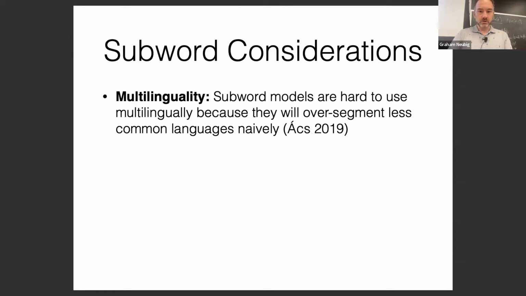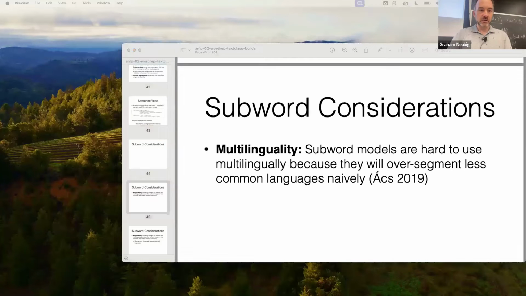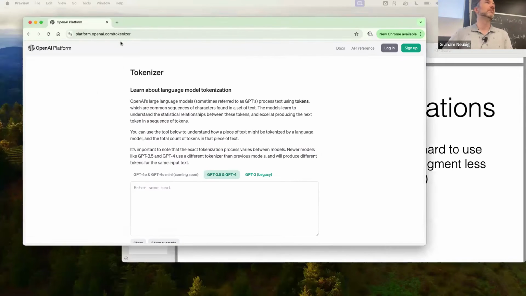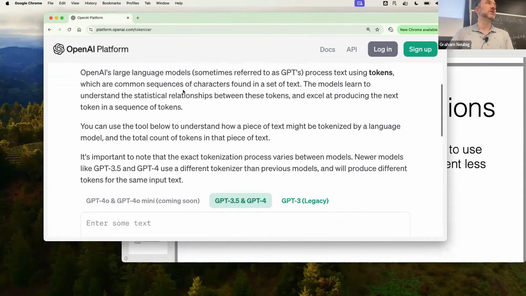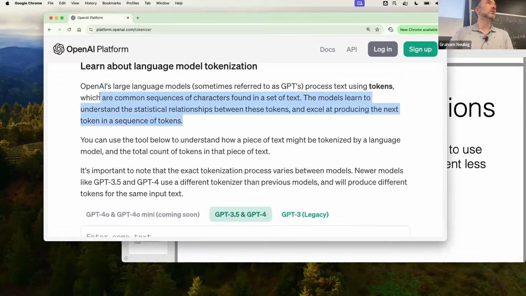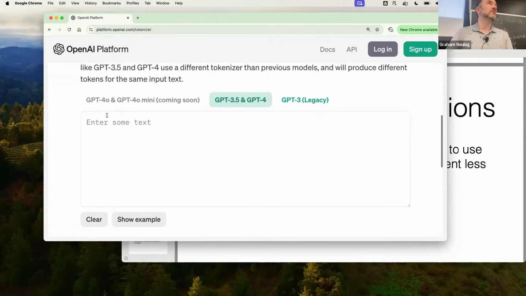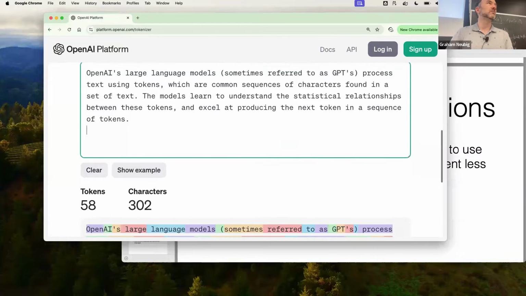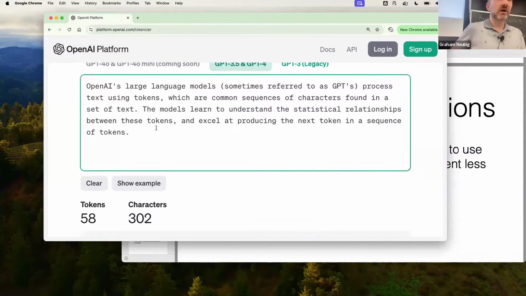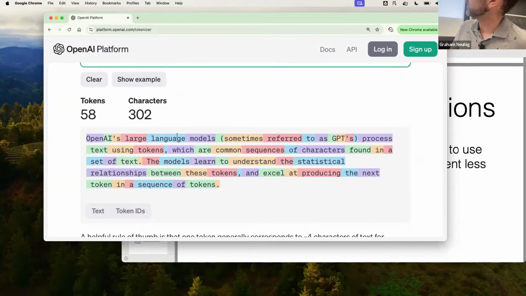Okay, so here is the tokenizer. There's also a site that you can use to check the tokenization from a GPT model. So if I take this and put this in here, this is OpenAI's large language model. Large language models, sometimes referred to as GPTs, process text using tokens. And you can see that these are the tokens.